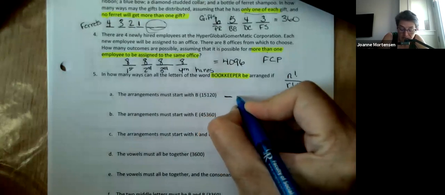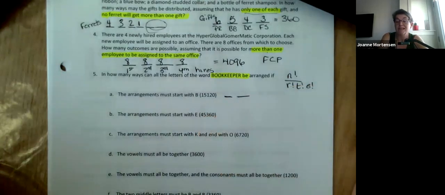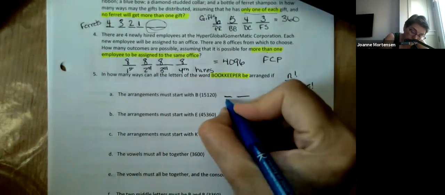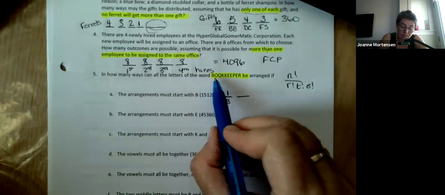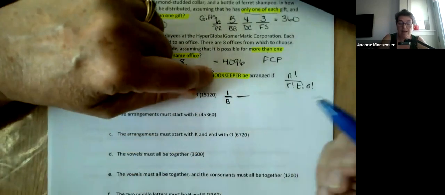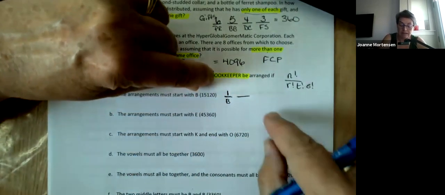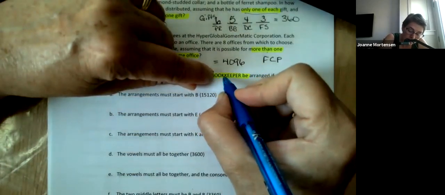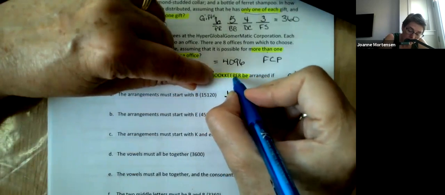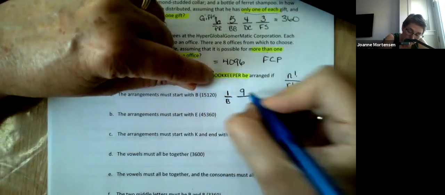So weirdly enough, I'm only going to draw 2 blanks because there's kind of 2 decisions that have to be made. First one is it's supposed to start with a B. And there's 1 B in there. Now, the second part is you need to arrange everything else. That's this part. So there are 1, 2, 3, 4, 5, 6, 7, 8, 9 letters left. Better count.